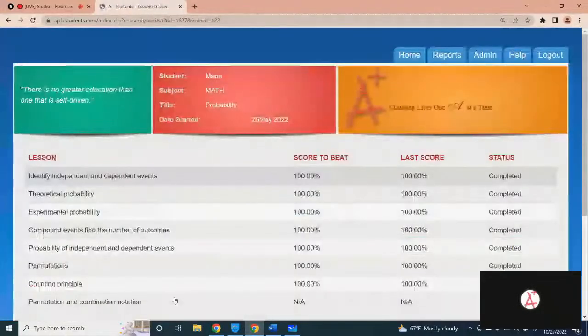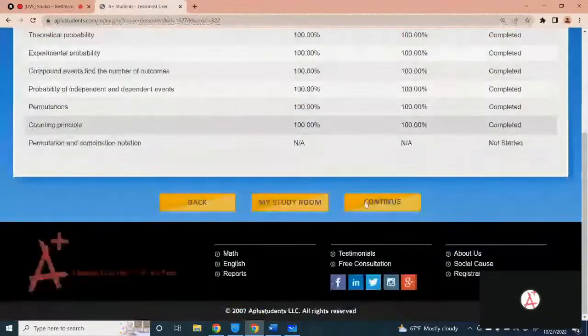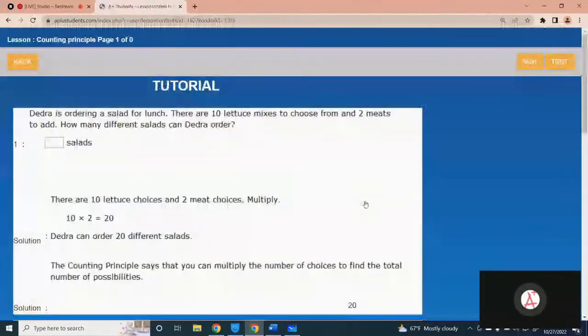Let's start with the next topic, that is counting principle. Okay, let's start with the first one. Dedra is ordering a salad for lunch. There are 10 lettuce mixes to choose from and 2 meats to add. How many different salads can Dedra order?